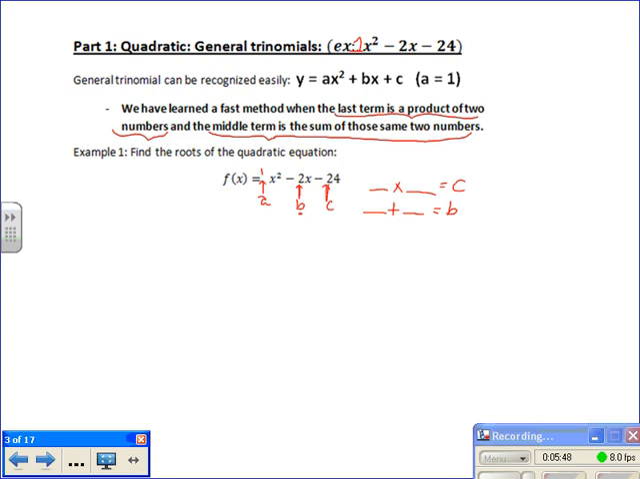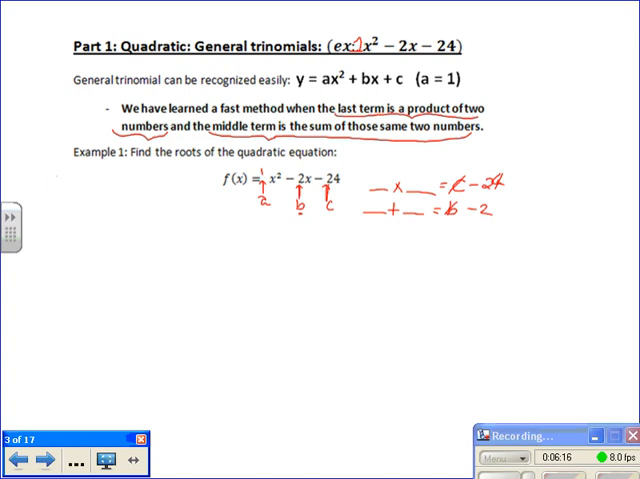So I'm looking for two terms, and here, instead of writing C and B, let's put the actual values. So C here is -24, and B is -2. So I'm looking for two numbers that multiply to give me -24 and that add to give me -2. You can go through the factors of 24 if you want to, maybe on the side here.